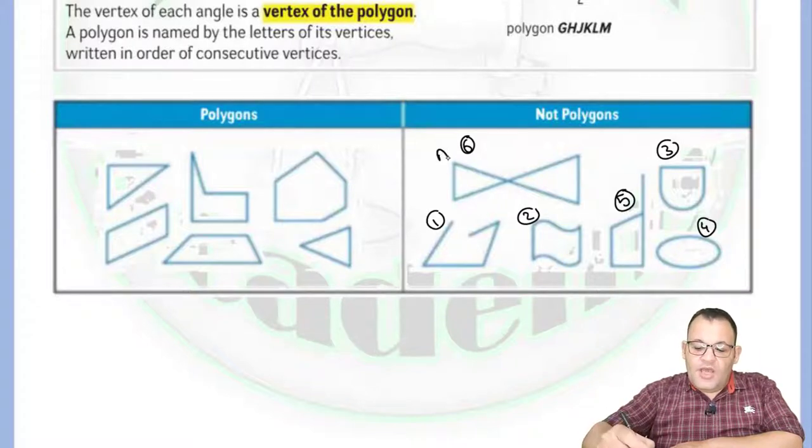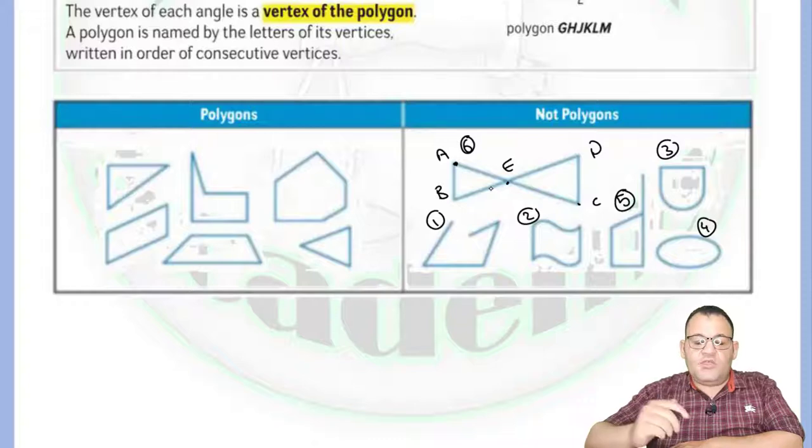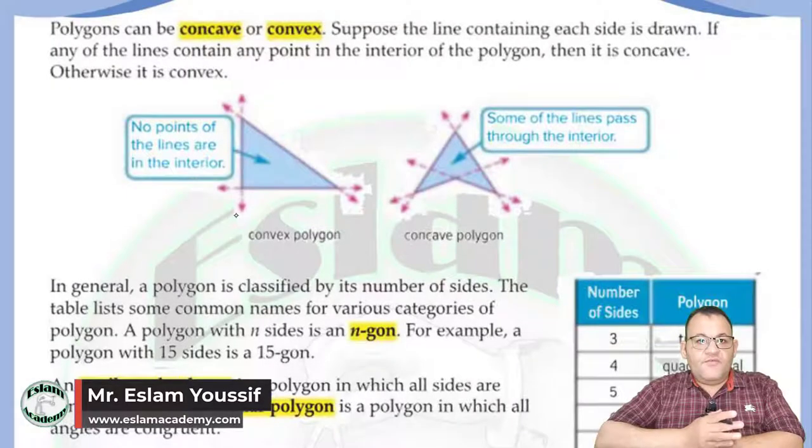But if you have here A, B, C, D, they intersect at the point E. A, C, and B, D intersect at the point E. We have three intersections on only one line segment. Each line segment must intersect only at 2 points, at the start and at the end of the line segment. But if we have an intersection between the start and the end, it means this shape is not a polygon.